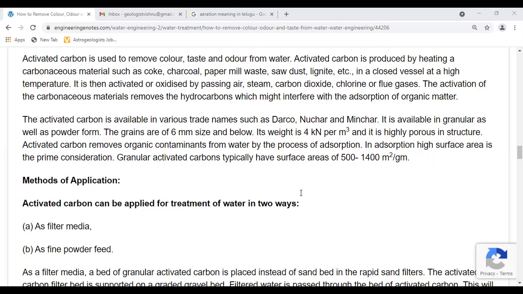Activated carbon removes organic contaminants from water by the process of adsorption. In adsorption, high surface area is the prime consideration. Granular activated carbons typically have surface areas of 500 to 1400 meter square per gram. Methods of application.